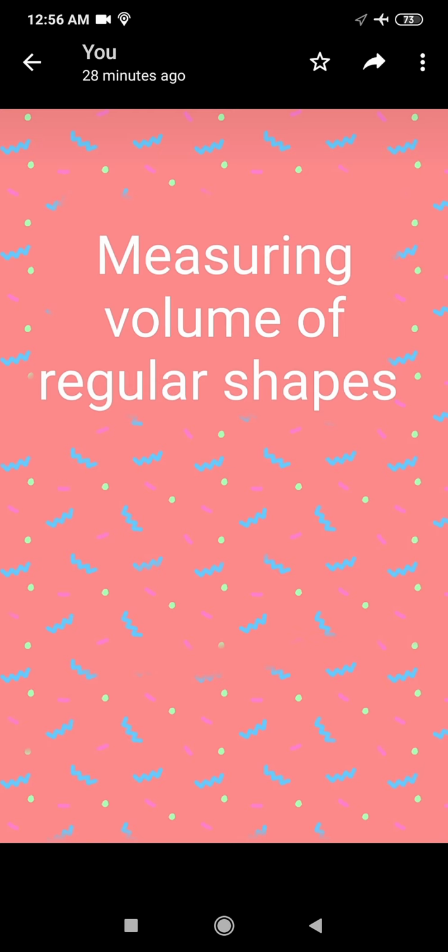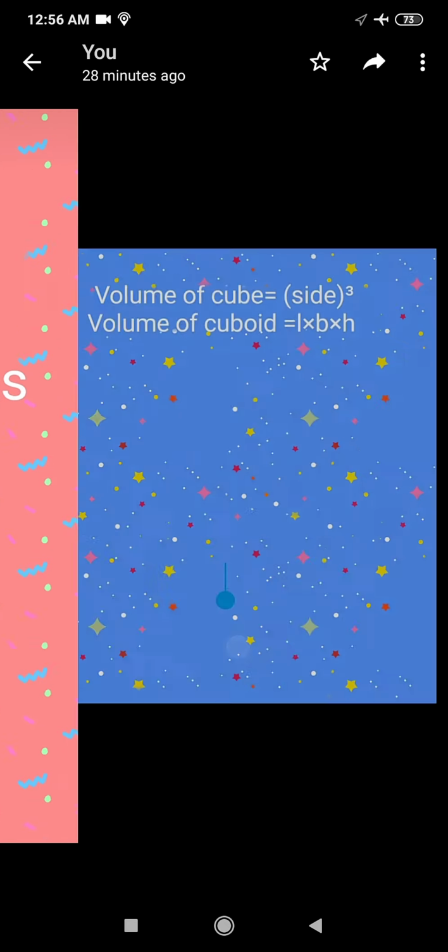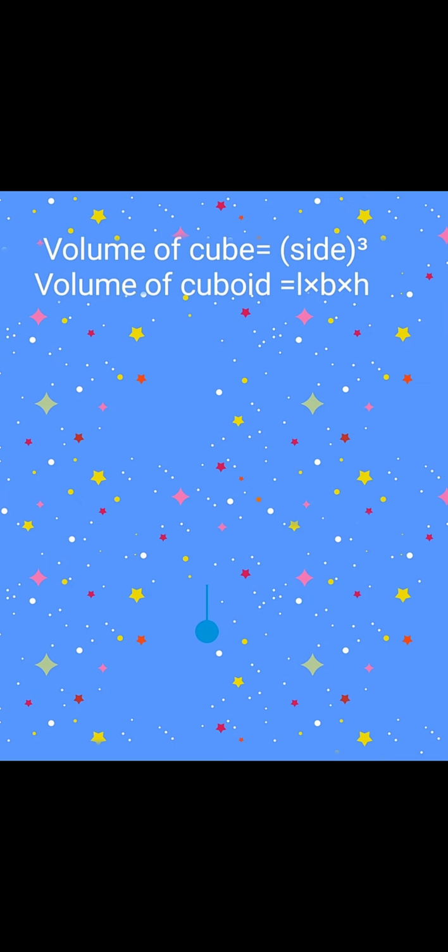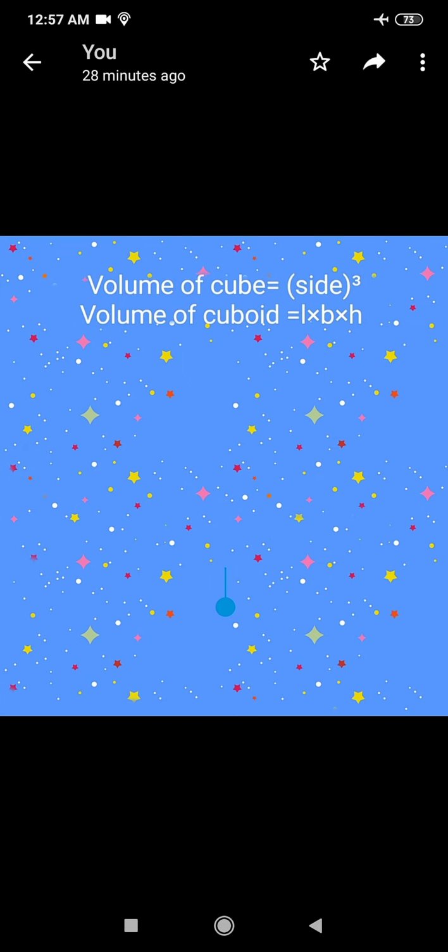Suppose if you want to measure the volume of a cube, we use the formula cube of side. Volume of a cube is cube of side. That means side into side into side, or you can say side cube. If you want to find out the volume of a cuboid, you will use the formula length into breadth into height. So, volume of regular solid is measured by their respective formulas.